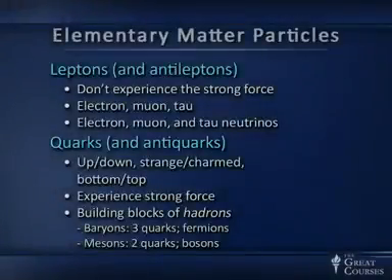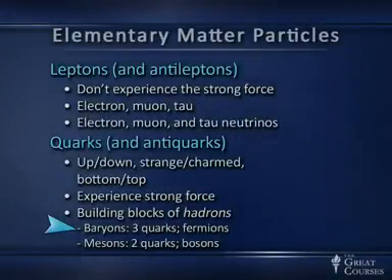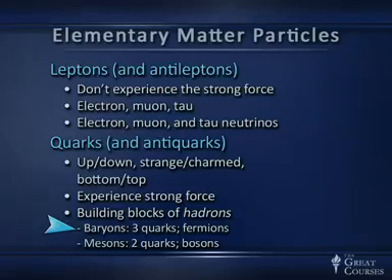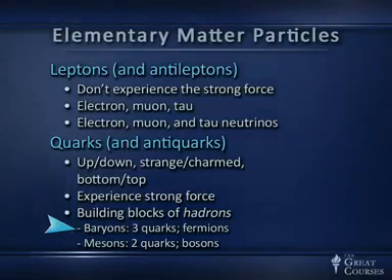The building blocks of hadrons, and there are two kinds of hadrons. There are baryons, and baryons are made up of three quarks. And baryons are fermions, these half-integer spin particles that obey the exclusion principle. Baryons include the proton and neutron, common particles.